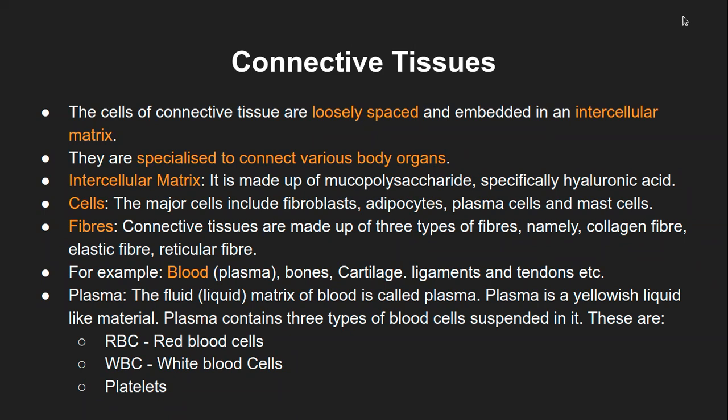Now, what are the different types of cells present in the connective tissue? One is the fibroblast. These are nothing but fiber-like cells which are a little elongated.